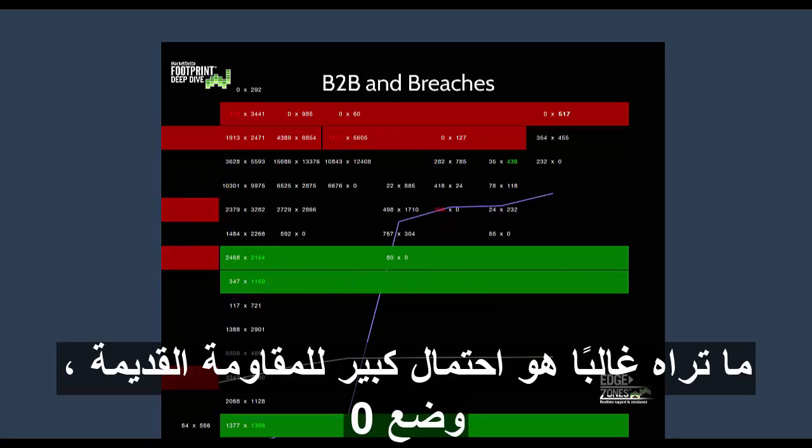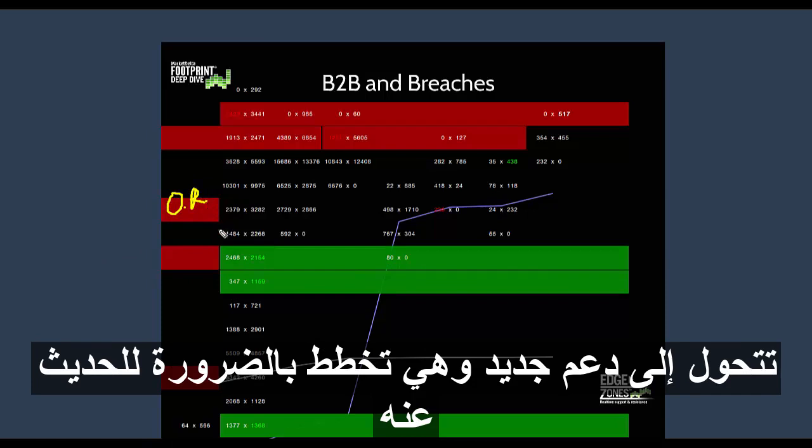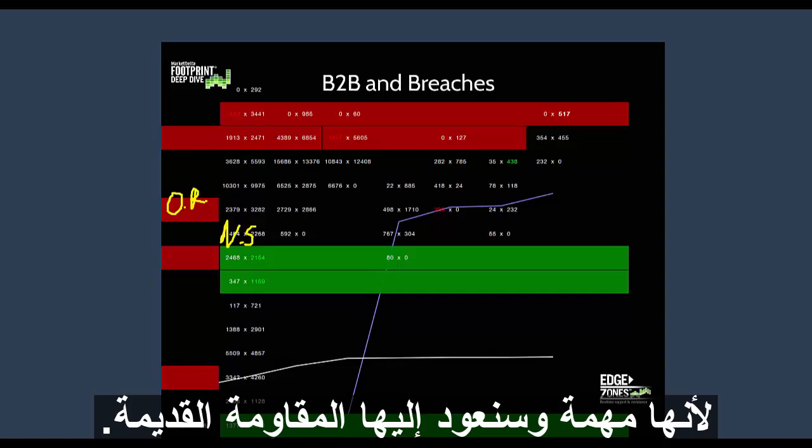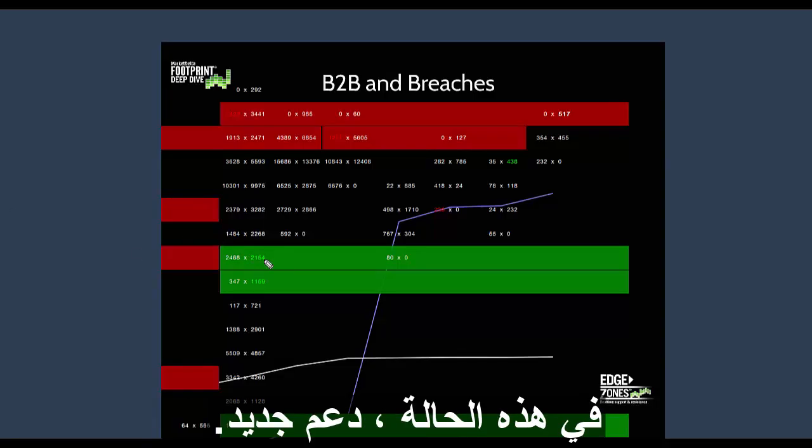What you often see is a high probability of old resistance, I'll put OR, turning into new support. I didn't necessarily plan to talk about this in this particular slide, but I want to continue to repeat it because it's important and we'll get back to it. Old resistance, in this case, new support.